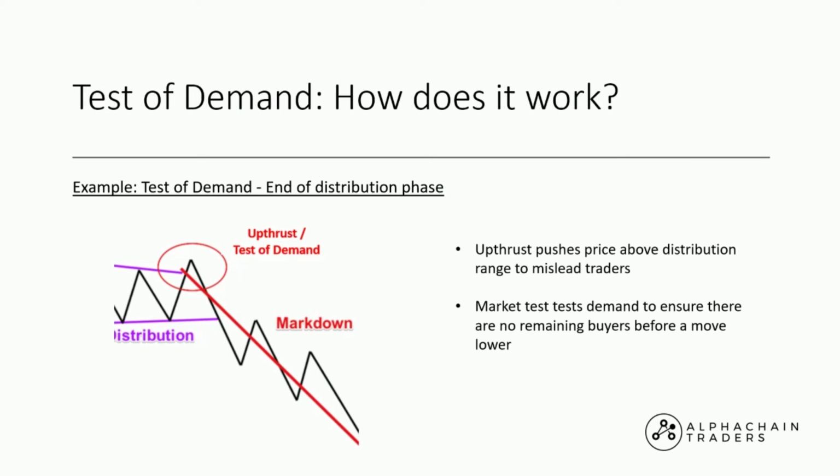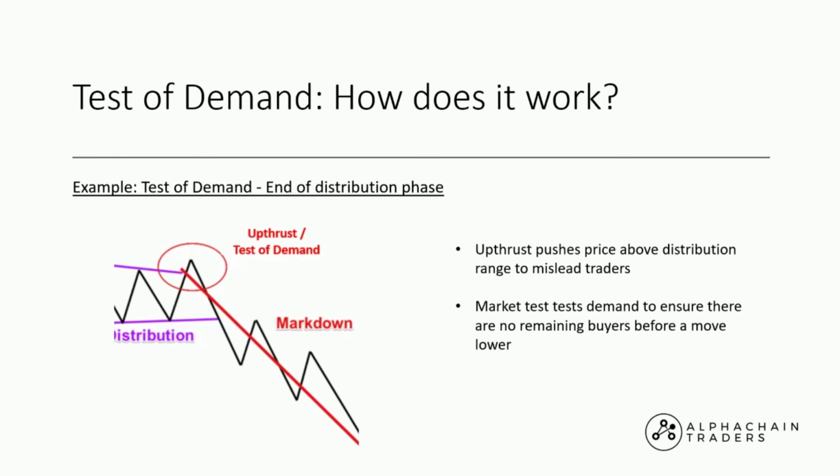Now, the test of demand is very much the opposite of a test of supply. At the end of the distribution phase, the larger players create an upthrust, which is the opposite of a spring at the end of an accumulation phase. This pushes price above the accumulation range to mislead retail traders who believe higher prices and a higher high is imminent. If the market falls after the upthrust, the larger players will then perform a test of demand, where they will test that there is no more demand for the last time.